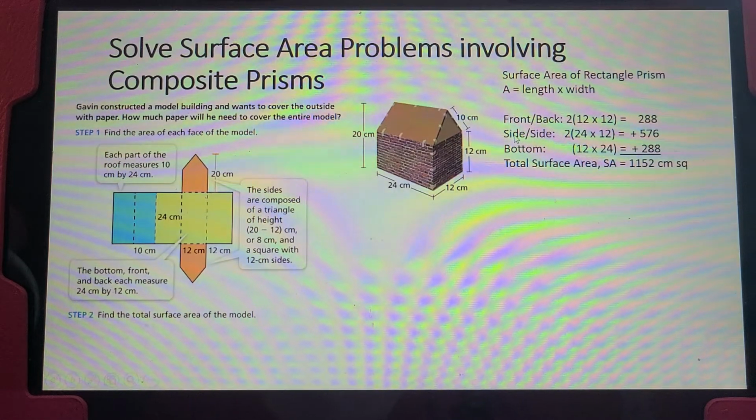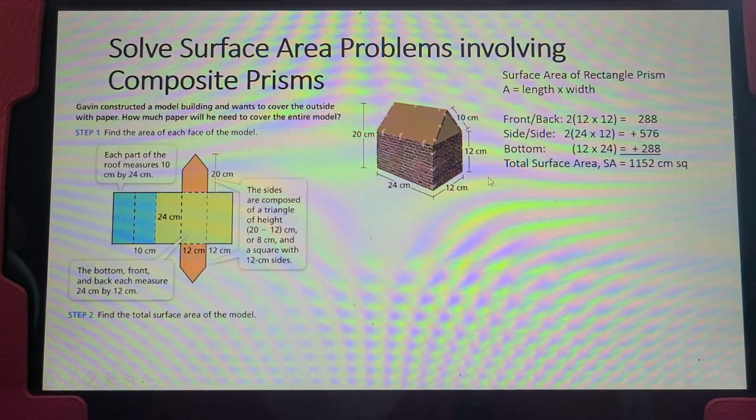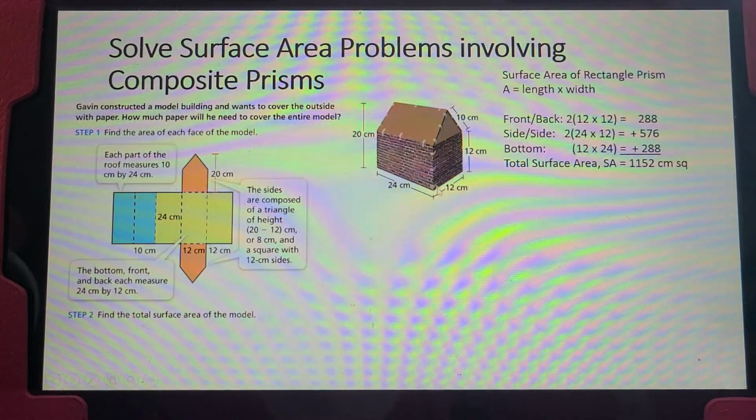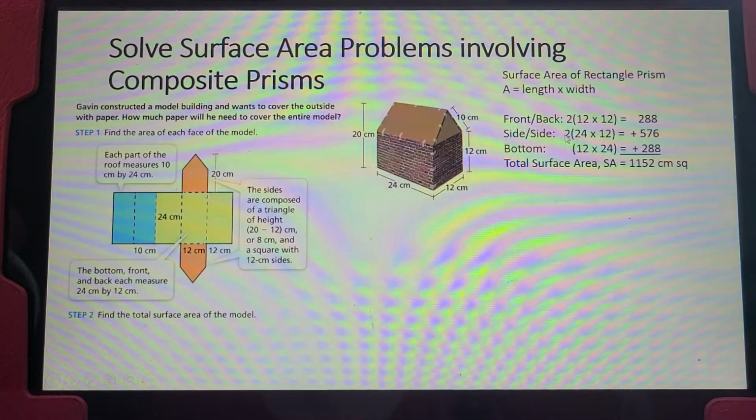Now our sides, again I have 2 of them. I have a side here, then I have a matching side in the back that you cannot see. And our lengths are 24 and 12. See that here, 12, which matches here. So I take the 2 sides, and then we'll do our parentheses 24 times 12, and altogether that gives me 576 for just those 2 sides.